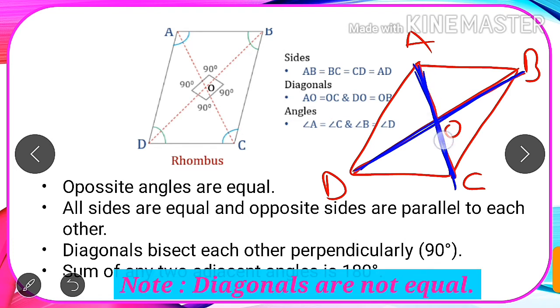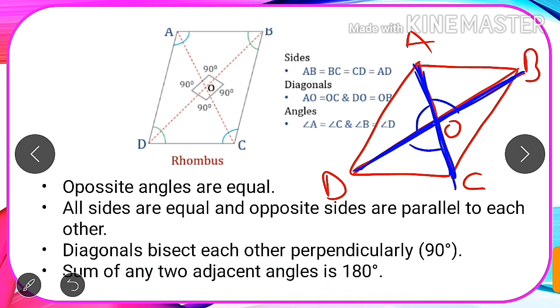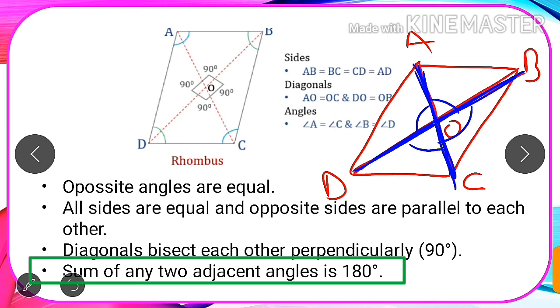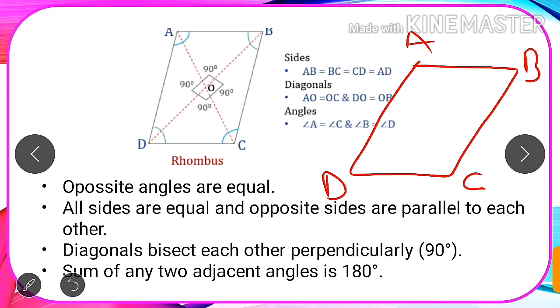That means this will be equal to this one, this will be equal to this one, and this angle, this angle, this angle and this angle, all these angles will be equal to 90 degrees. Another important property of rhombus is the adjacent angles, that is angle D and angle C, and angle D and angle A. Adjacent angles, as I have already explained, are the angles which are side by side. If we add the adjacent angles, we will get 180. That means D plus C will be 180, C plus B will be 180, B plus A will be 180, A plus D will be 180 degrees.